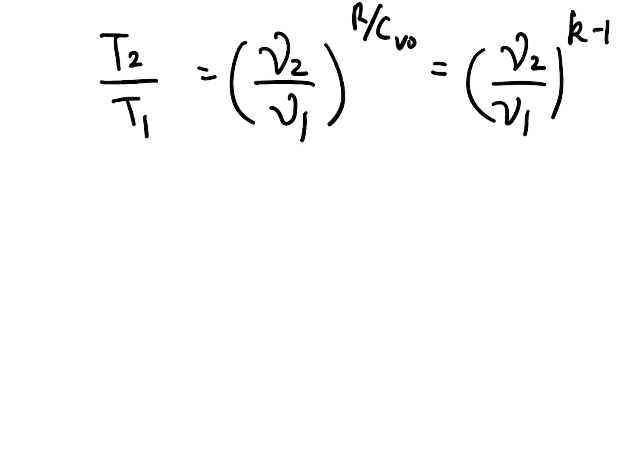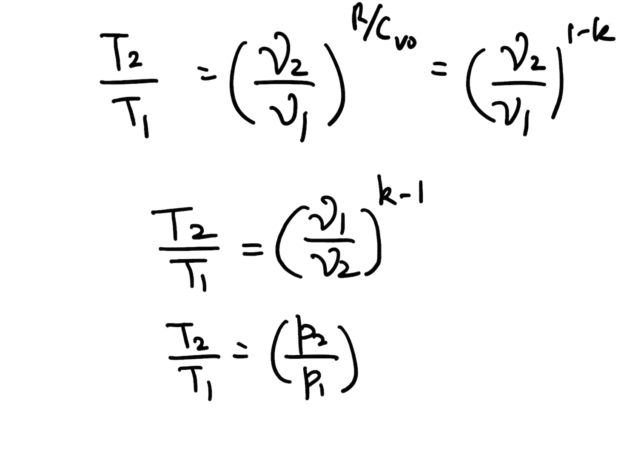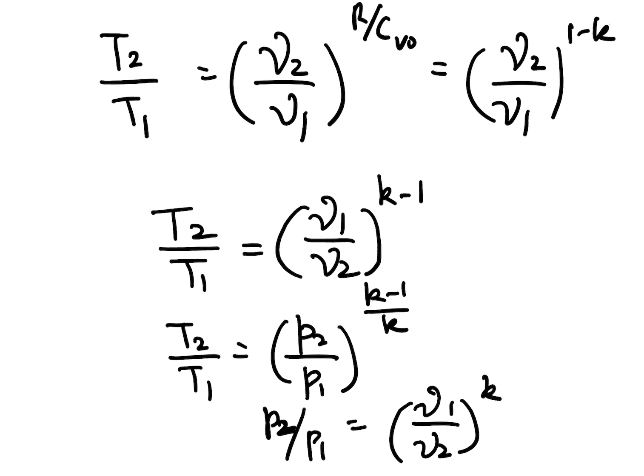I'm sorry, it's not K minus 1, it's 1 minus K for nu2 over nu1. So if you simplify this for an ideal gas, you can either write it as T2 over T1 is nu1 over nu2 to the power K minus 1. You can also write it as T2 over T1 is P2 over P1 to the power K minus 1 over K, or you can write it as P2 over P1 equals nu1 over nu2 to the power K.